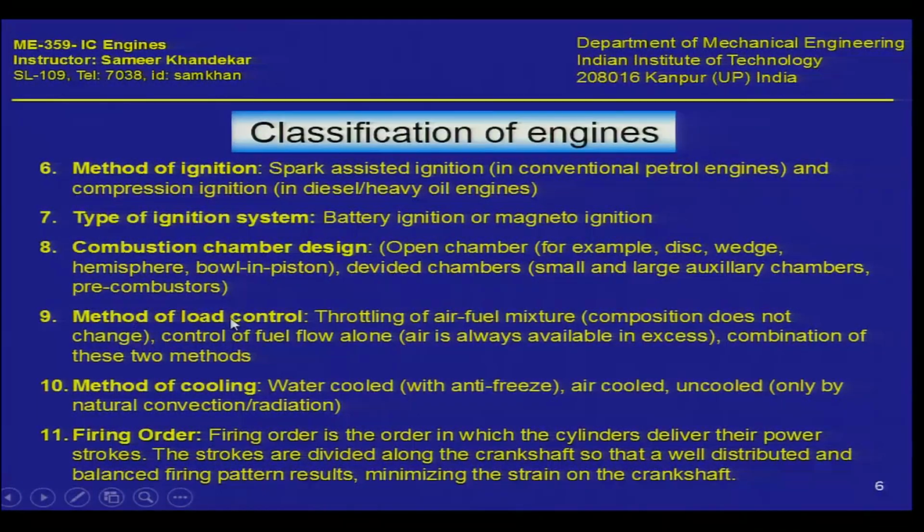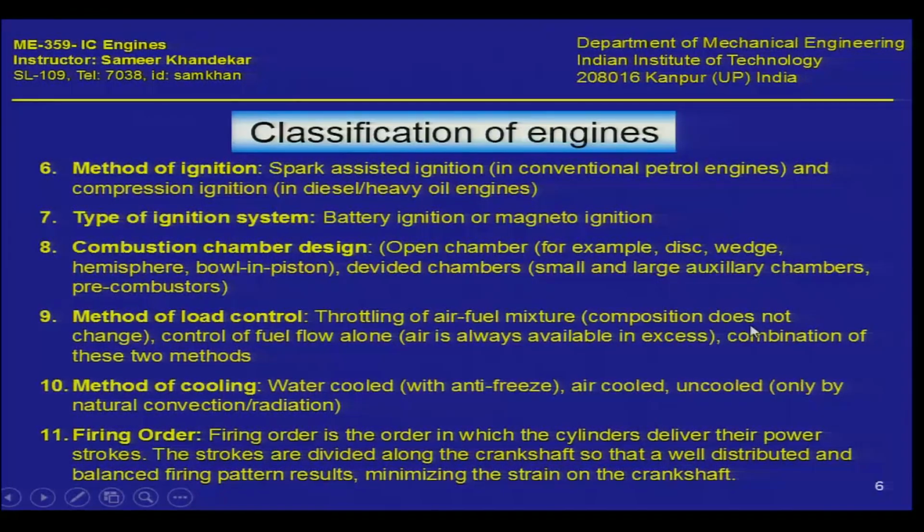Then the method of load control, for example, if the power is changing, how do you control the load? You can throttle the air fuel mixture, that means you are allowing less or more air fuel mixture to go inside, so that you can control the power available in the working stroke. So the composition does not change, the air fuel mixture composition primarily remains the same, you are just throttling the amount of fresh charge which goes inside the engine. So this is one way of doing it.